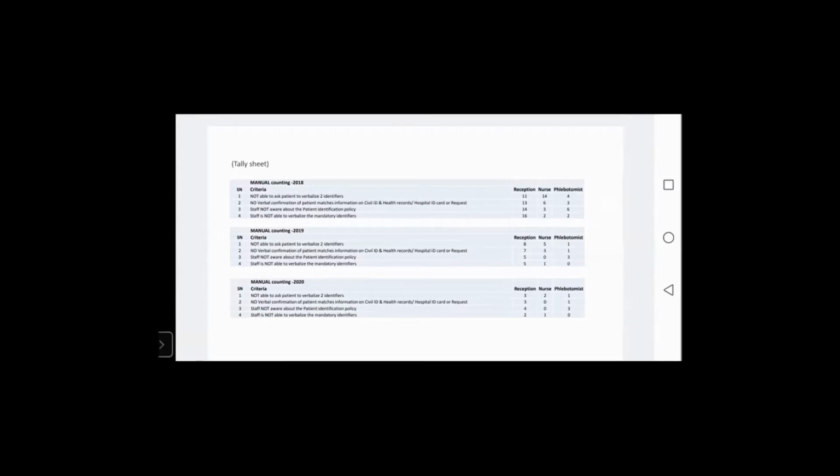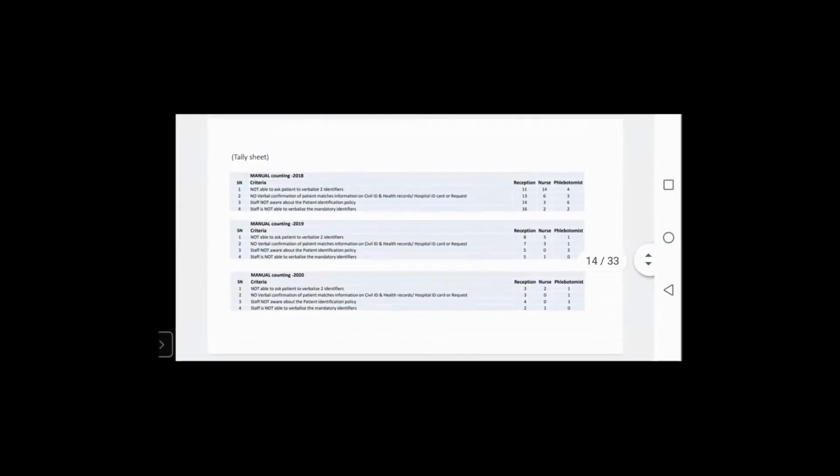Excellent. So the tally sheet is being categorized according to the years. We have 2018, and here we have the different departments: reception, nurse, or phlebotomist. These are the numbers where they were not able to fulfill the criteria, for example, not able to ask the patient to verbalize the identifier. For reception, it was, for example, 11 in 2018, in 2019 it was 8, and in 2020 it was 3. So as you can see, it's decreasing by the year.